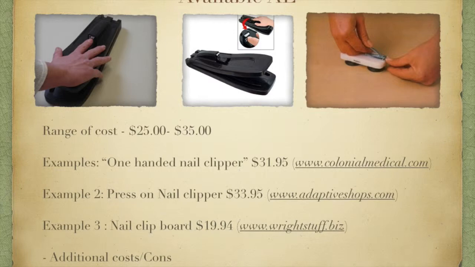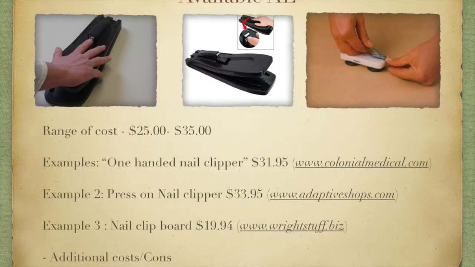Moving on to available adaptive equipment. Here are 3 examples. The range of cost is around $25 to $35 each, on average. Example 1 is a one-handed nail clipper, which is available from Colonial Medical, and that costs $31.95. Basically, all you do is place your finger in the notch, and it's battery operated, so the nails are cut just by simply putting your finger in the notch.